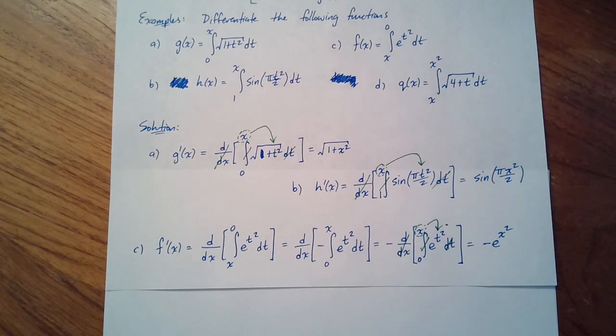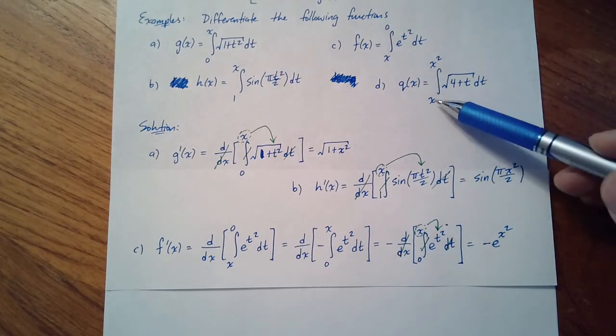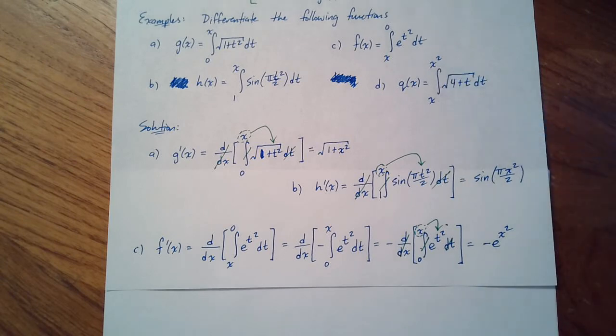And part D actually throws another curveball at you. You can see that neither of the endpoints are constant. But there's a way to deal with that too, and it ends up not being any major problem as long as you are aware of the trick that's needed.